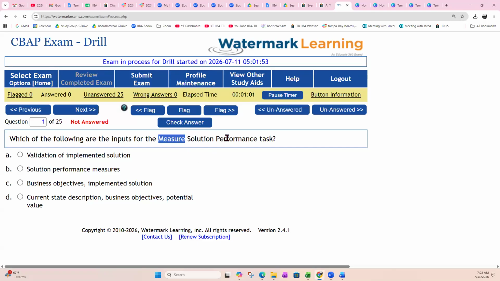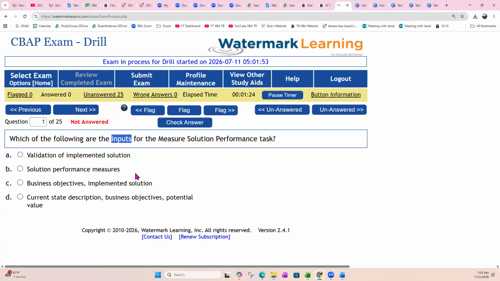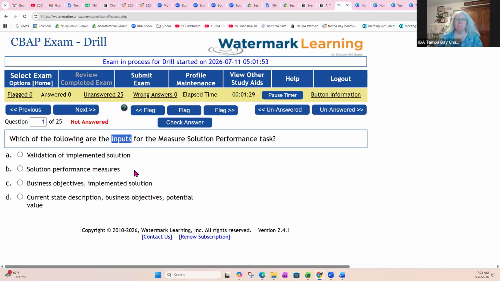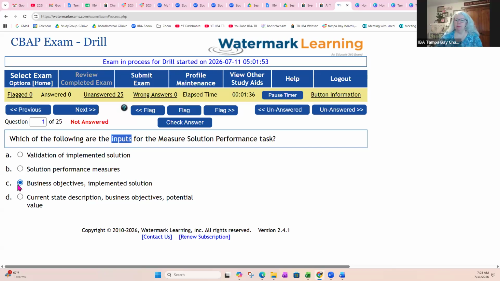So in the measure solution performance task, just to remind you, the purpose of measure solution performance is to find performance measures and use the data collected to evaluate the effectiveness of a solution in relation to the value it brings. So the inputs to that: validation of implemented solution, solution performance, implemented solution and business objectives. I'll go with option C, implemented solution and business objectives. Okay. Jose, do you have an opinion?